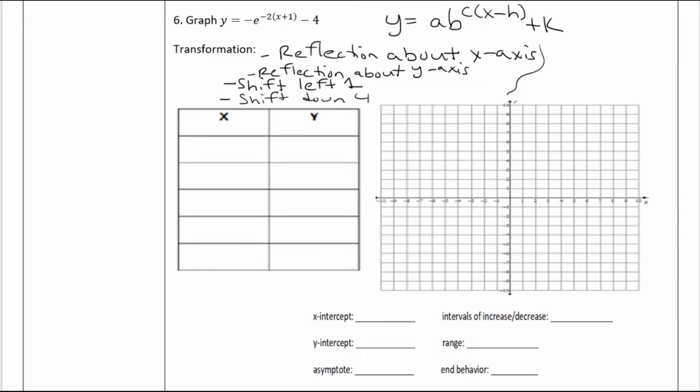And we have one more transformation. So the 2 here horizontally compresses it. So horizontal compression by a factor of 1/2. Remember, for horizontal compression and stretch, you always do 1 over that number.